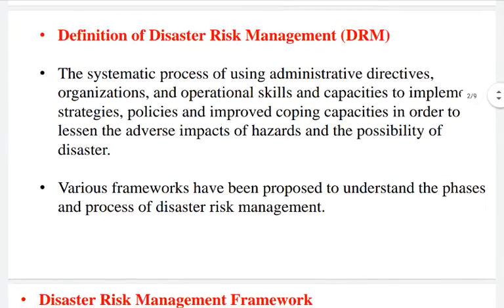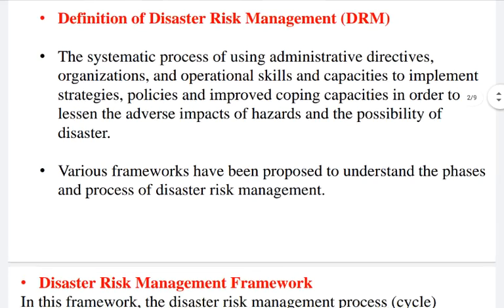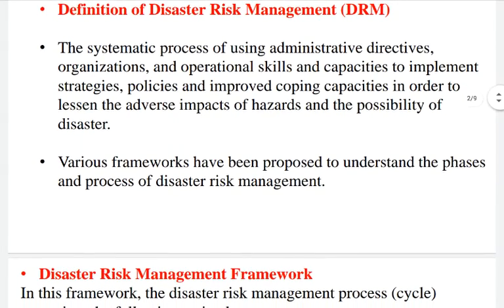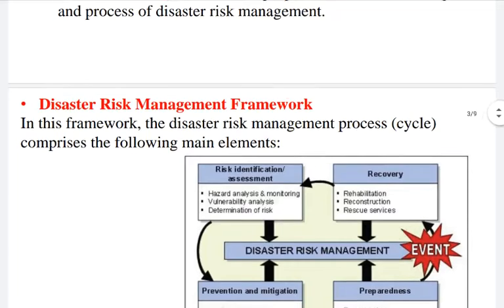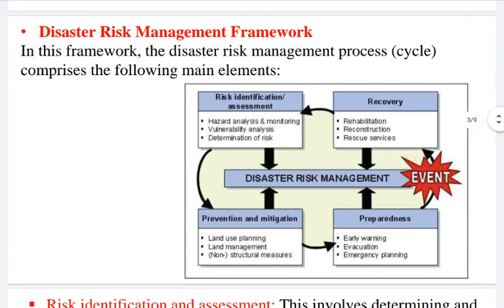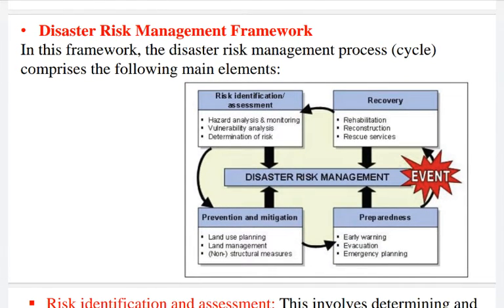So various frameworks have been proposed to understand the phases and process of disaster risk management. The framework you can see in this figure starts from the disaster risk management cycle. The main elements include, as the figure shows, first, risk identification and assessment. There we'll be doing the hazard analysis and monitoring, vulnerability analysis, and determination of risk. These three things we have already learned in the second module.